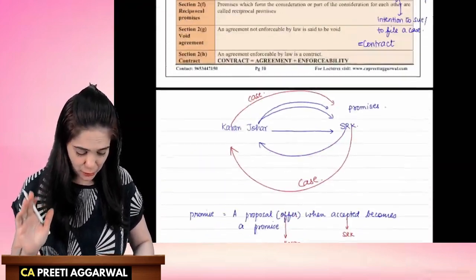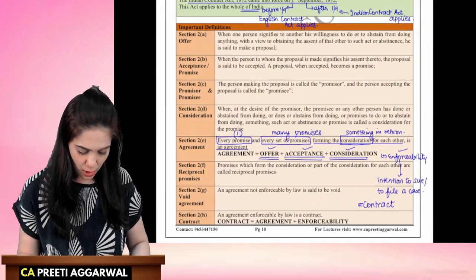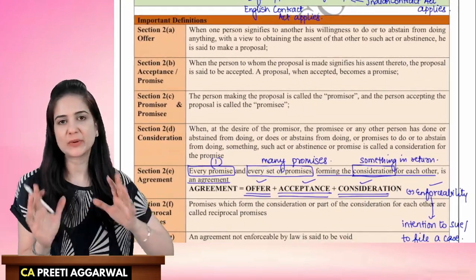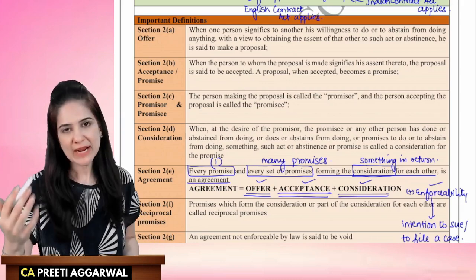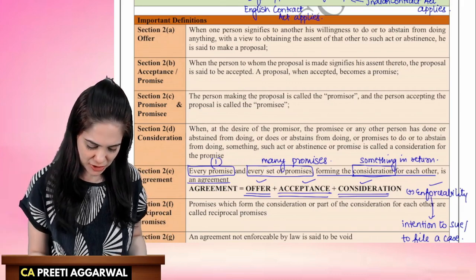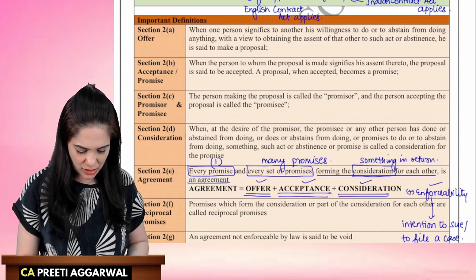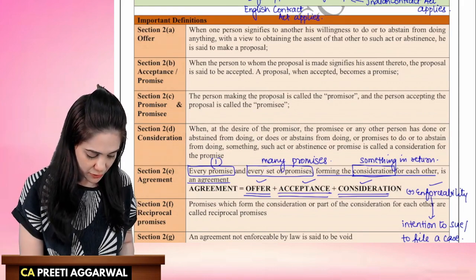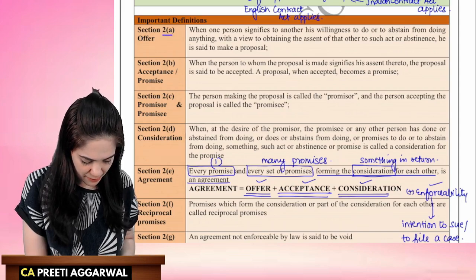I hope now you are very clear as to what is an agreement, when does it become a contract, what is the difference between agreement and contract. It'll be very easy for us to understand the definition now. See, we are not reading the definition. That I will explain when it comes. What we are understanding is how to remember the section numbers.